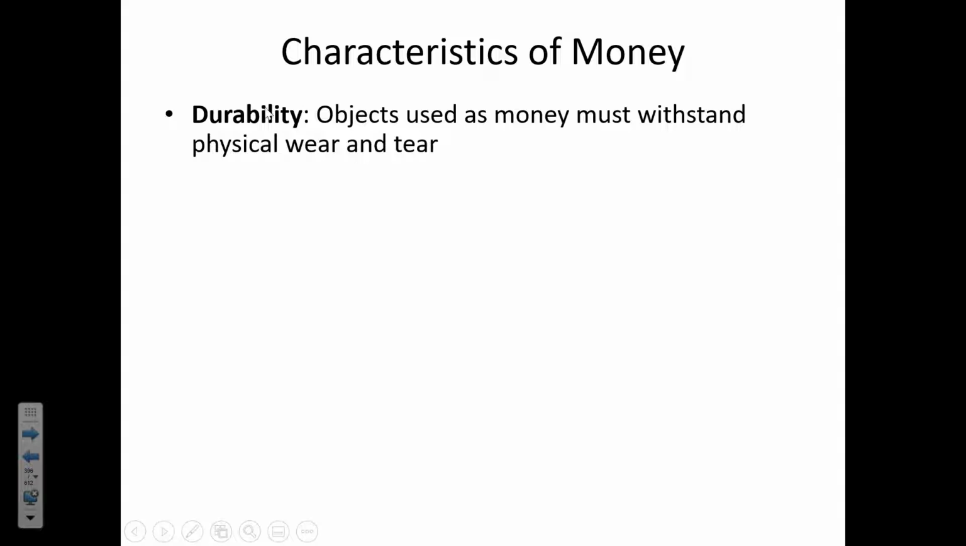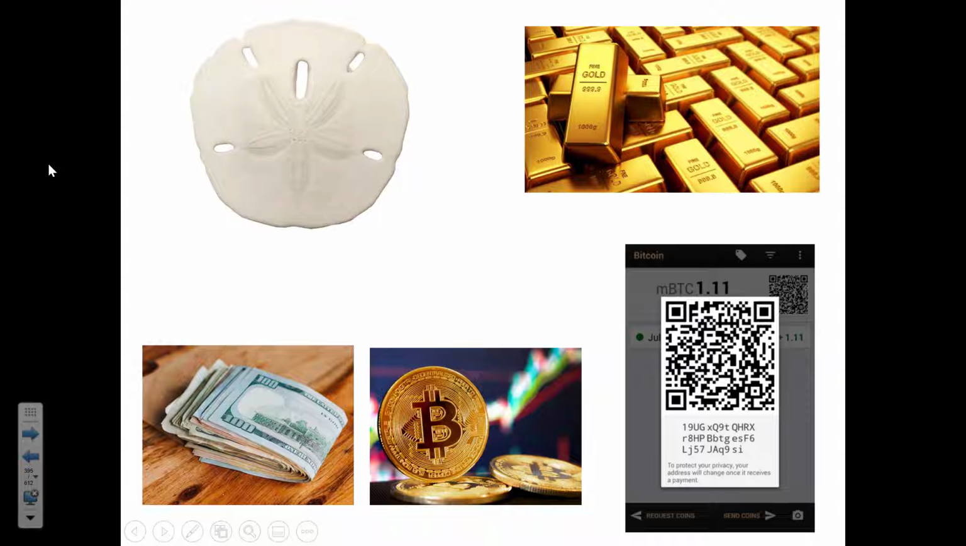So the first thing is that it should be durable. It should be able to withstand physical wear and tear. And so the sand dollar isn't durable. It could break. If you're stacking them up in your canoe because you've just exchanged a bunch of coconuts or whatever, those sand dollars could get crushed and broken. And the same thing is true of cash.